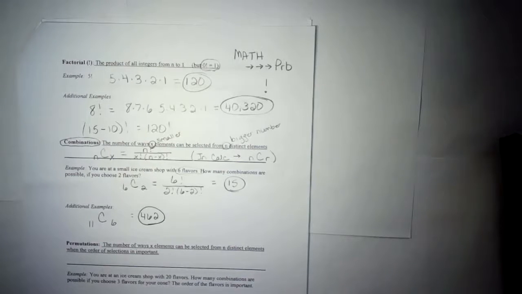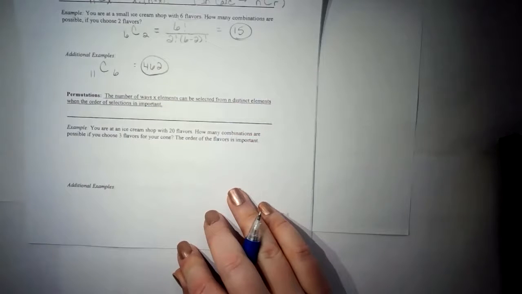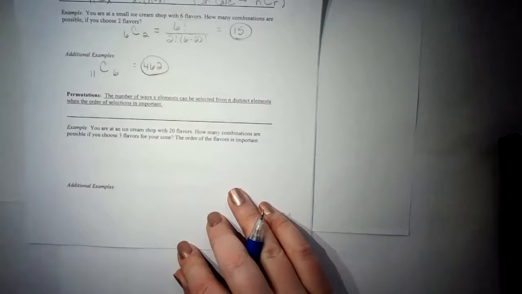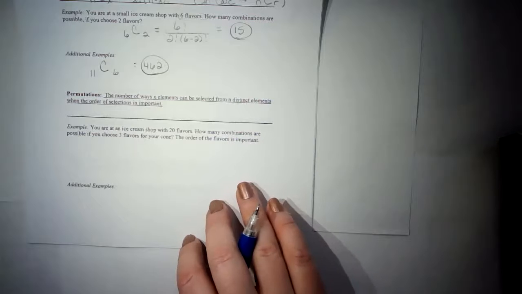Very last thing we're going to look at then: permutations. Permutations take it up a notch from combinations. So with combinations, let's say we had an ice cream cone, in the ice cream shop with 6 flavors. We want to know how many possible combinations we can have using 2 flavors. That's all they cared about. If I said vanilla chocolate, that was 1 combination.